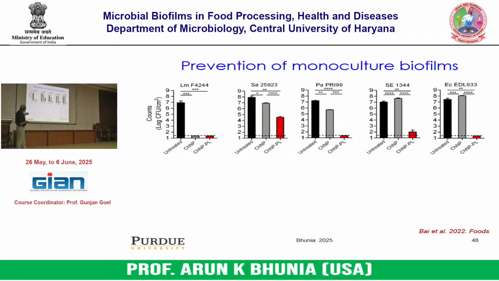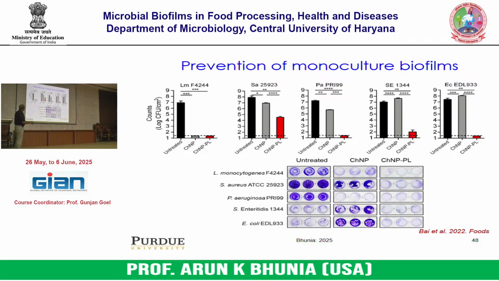Except for Staph aureus, where you get lower inhibition. But in most cases, they can prevent biofilm formation. If we apply it on certain surfaces, they can prevent it, right? And if you look at this, we are looking at crystal violet staining. If it is untreated, you expect them to form biofilm. But here, when they apply the chitosan nanoparticle, they can inhibit. In this case, it could not.